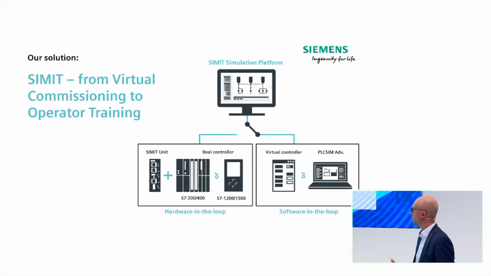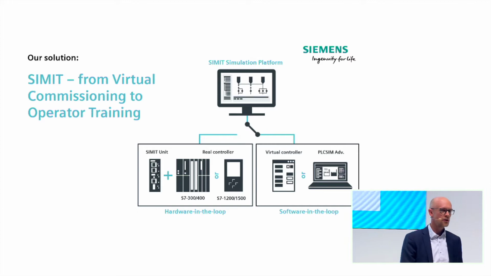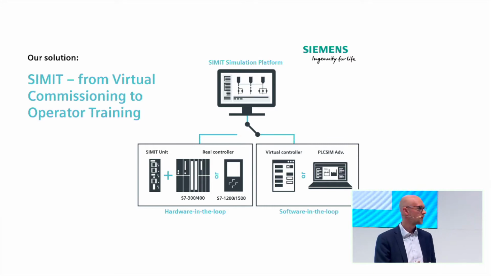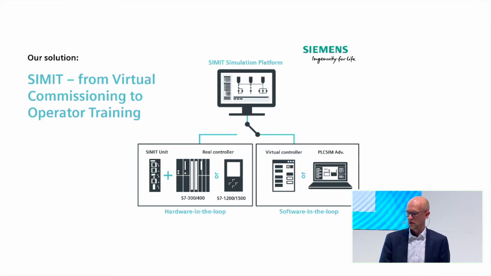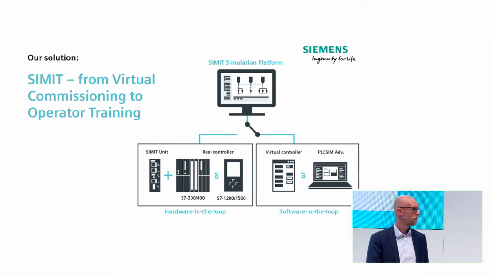You could even go one step further into the virtual domain and also virtualize your controllers. We then talk about software in the loop. We have a virtual controller, the SIMIT virtual controller, which is designed for the S7-300 and 400 controller series. And we have the new release PLCSIM Advanced, which is an S7-1500 emulation software. You can also connect that to your virtual plant, which you have modeled in SIMIT.